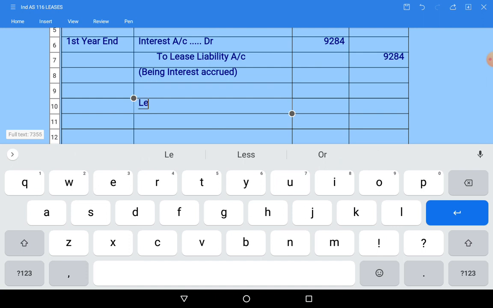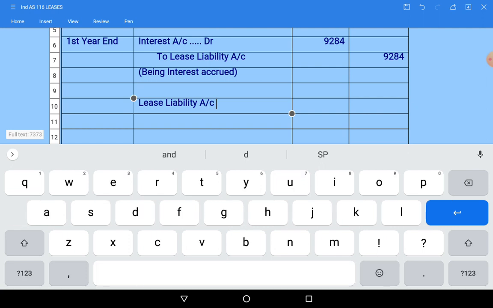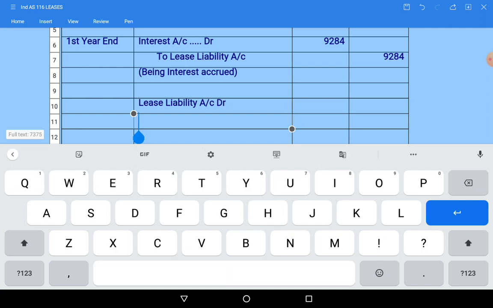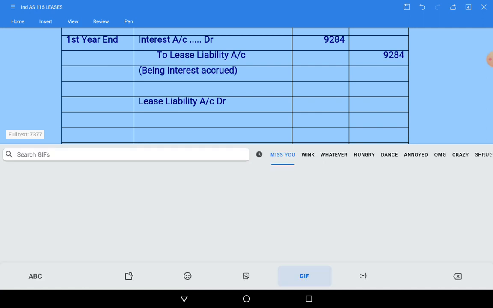So lease liability account debit to bank. Lease liability account debit to bank.